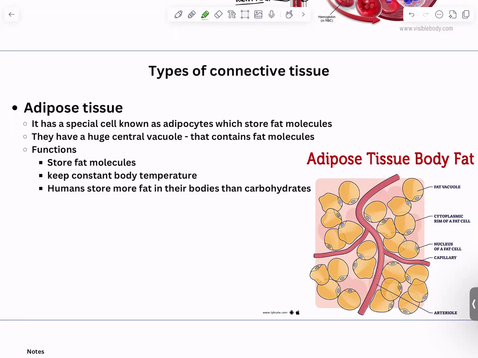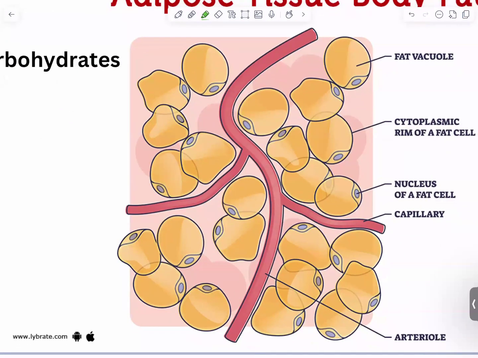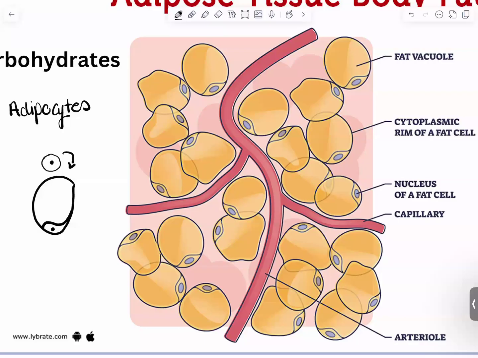We have a very special type of cells. We call them adipocytes. In the adipose tissue, we have adipocytes. But these cells don't look like other cells. When everything is fine, this is the shape of the cell. When you want to store the fat, this is going to be the shape of the cell. What will happen to the cell? This cell has a very big vacuole, and this vacuole is responsible for storing the fat molecules.